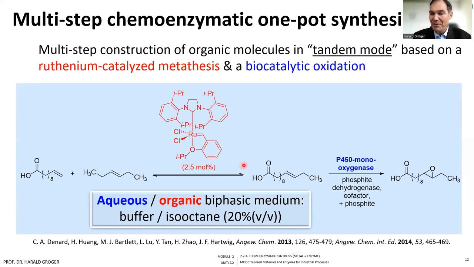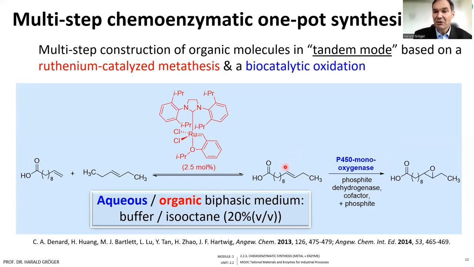Because in this case, the metathesis is reversible. The metathesis can form the corresponding metathesis product, but of course it can also be cleaved again under formation of the corresponding substrates. So if you would do this reaction in a sequential step, it would depend on the equilibrium of the metathesis how much yield you can get of the corresponding product, which is then converted in a sequential step to the final product.